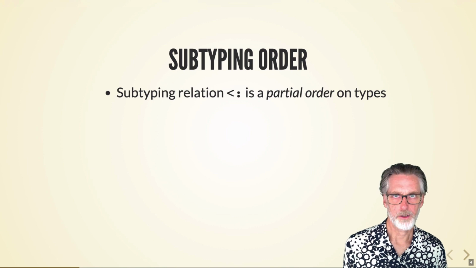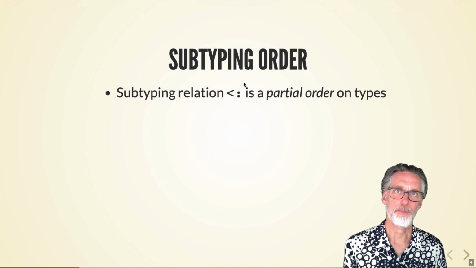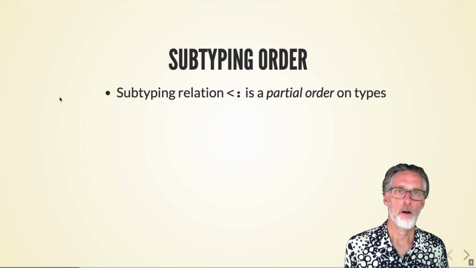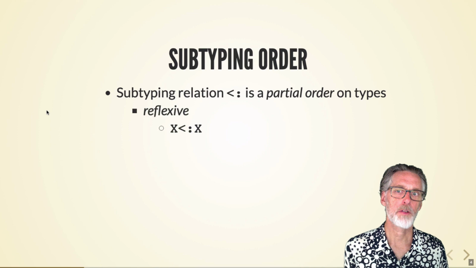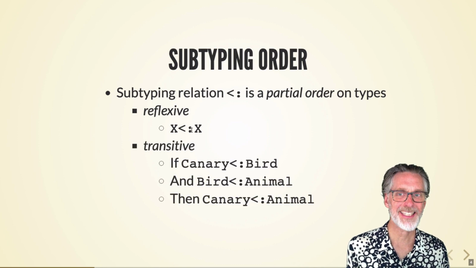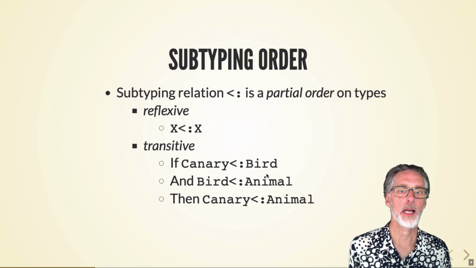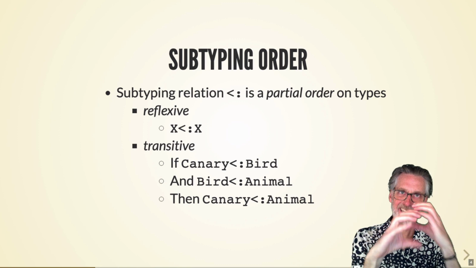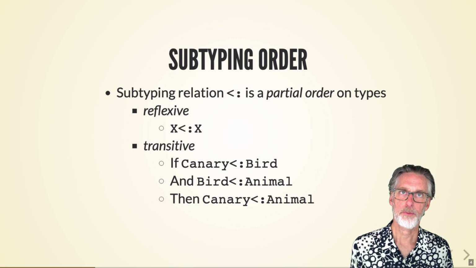Like the subset relation, the subtyping relation has some nice mathematical properties. In particular, it's a partial order. We don't need to know a lot about partial orders, but it's good to know two things. One is that partial orders are reflexive, and therefore every type is a subtype of itself. In addition, partial orders are transitive. So for example, if a canary is a bird, and every bird is an animal, then canaries are animals. This corresponds to the intuitive idea of one set being within another, which is obviously a transitive property.